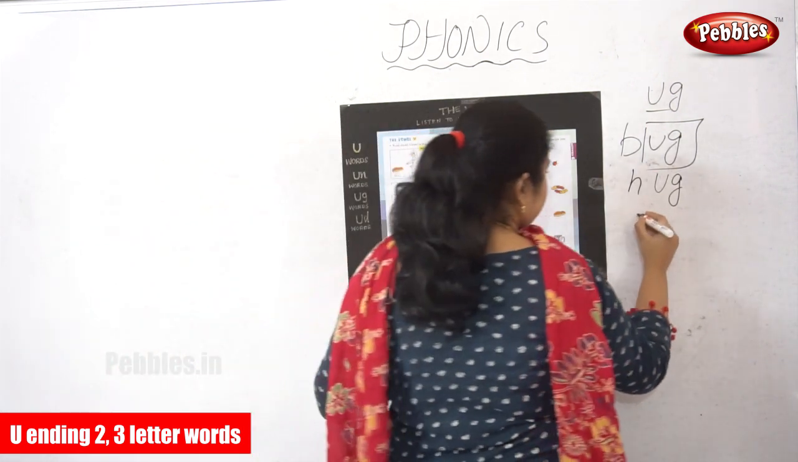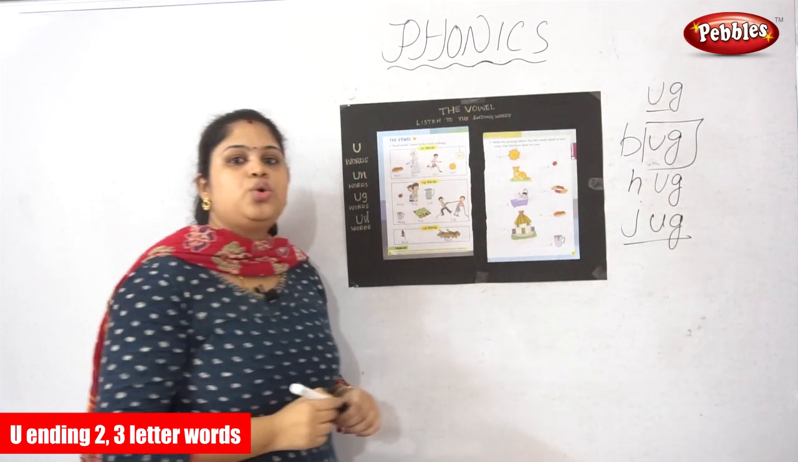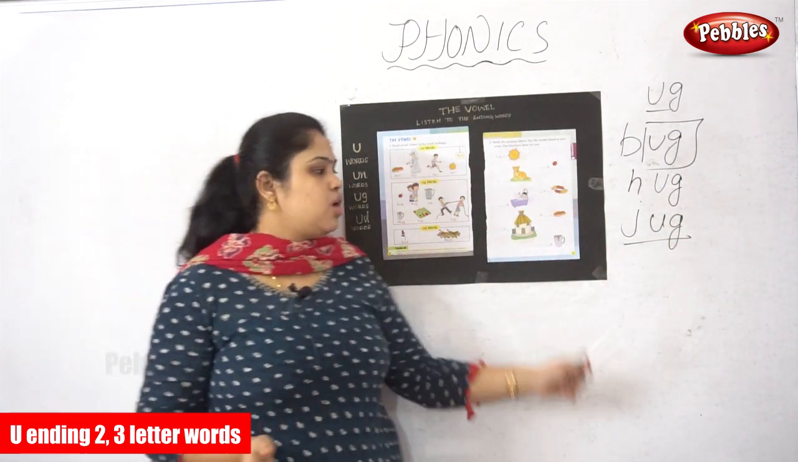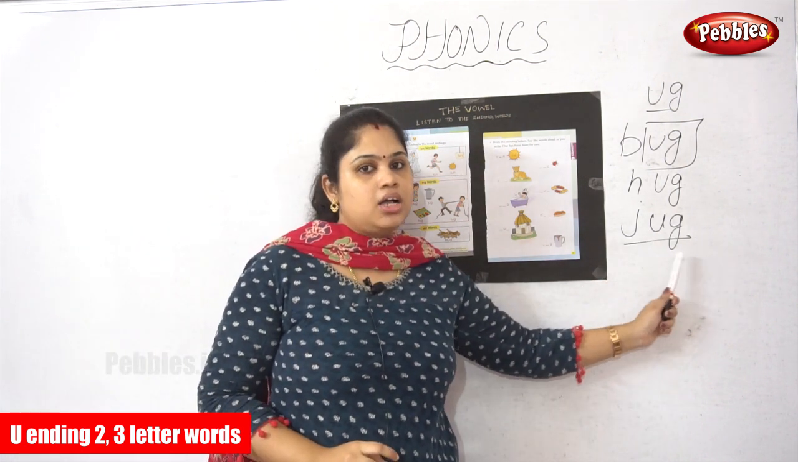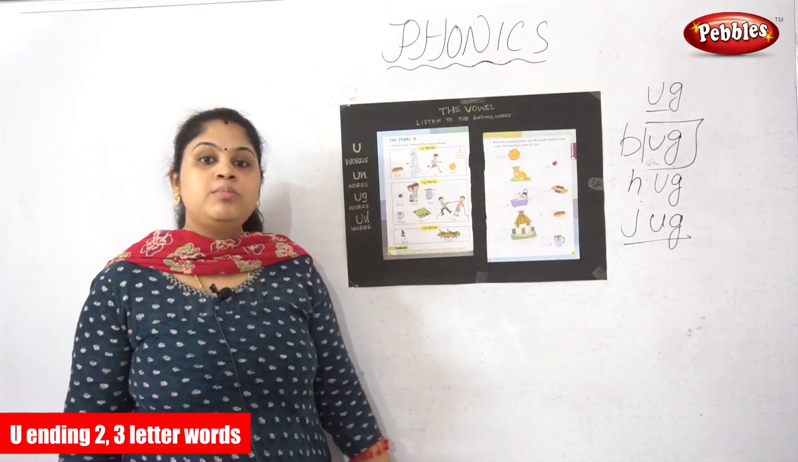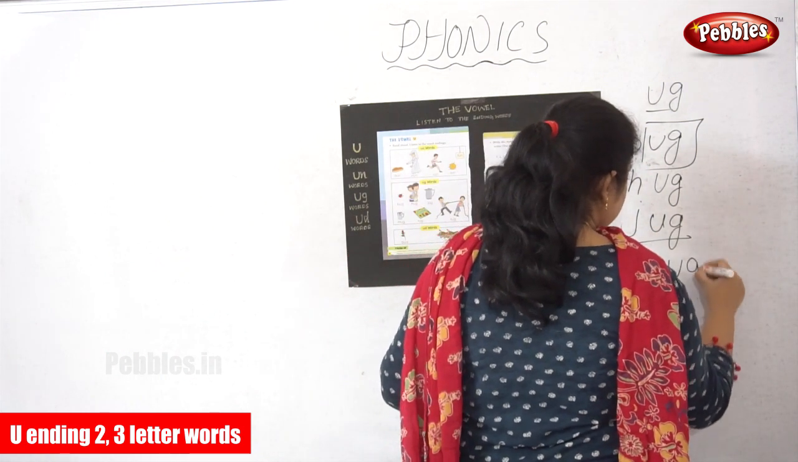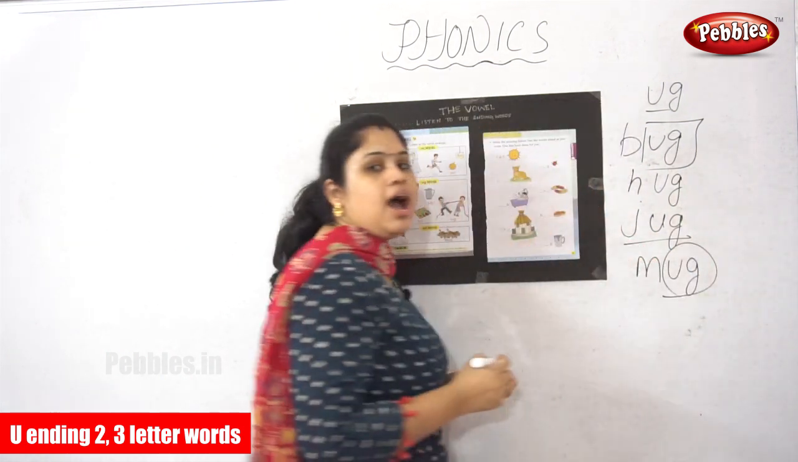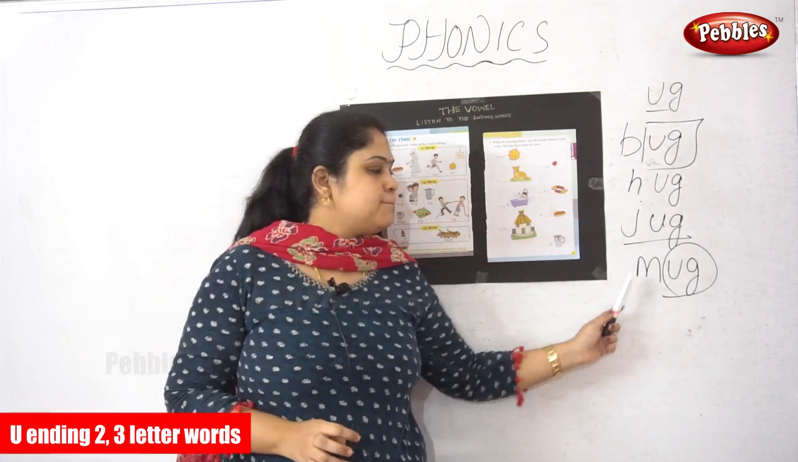Okay, the next word is jug. Jug. UG sounds ug. Jug. So the next letter is M. M sounds m, UG sounds ug: mug. Mug.